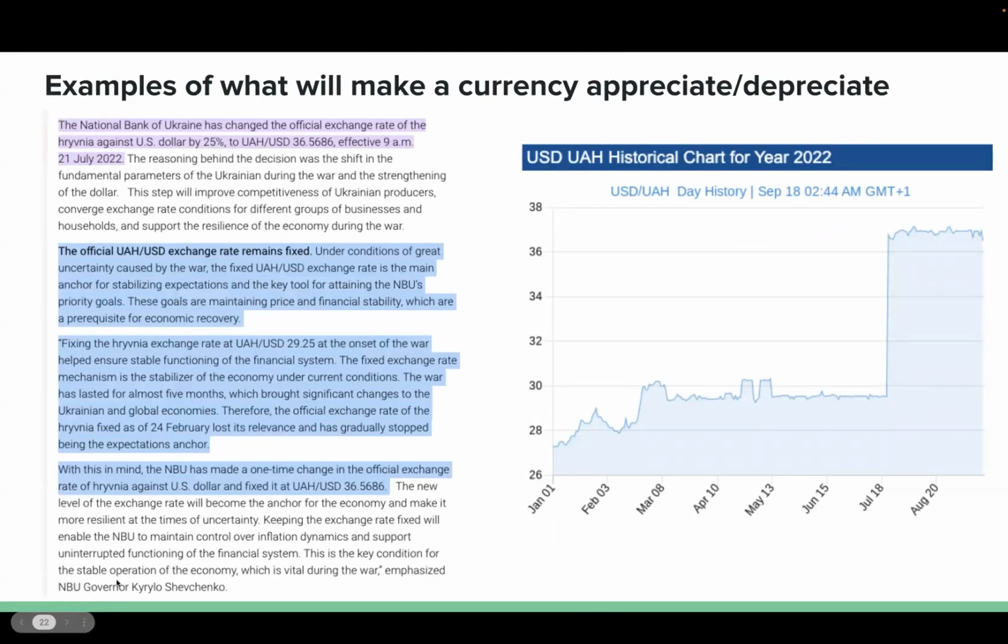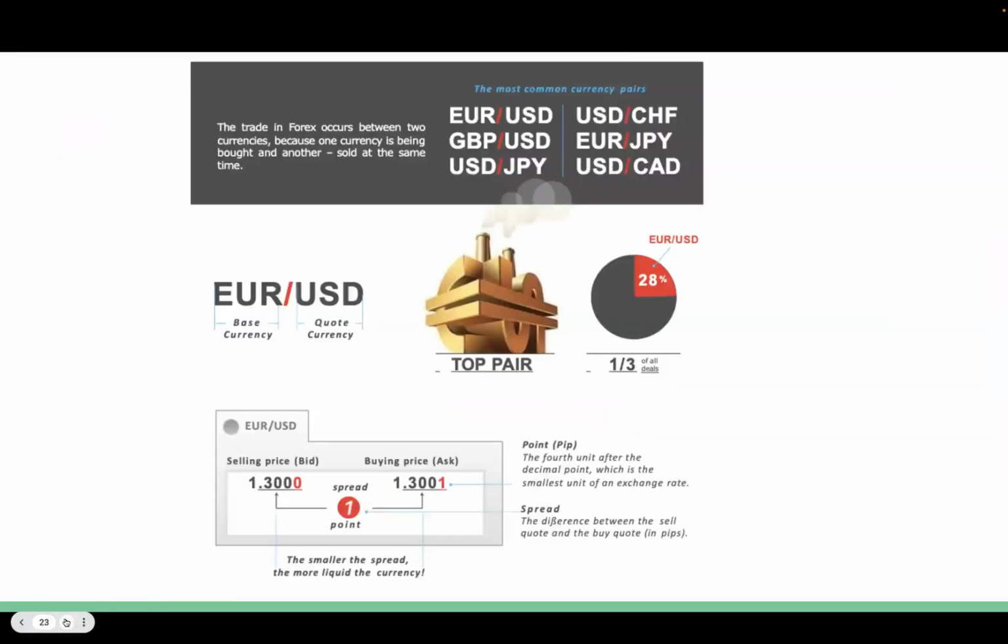Lots of examples here. This is an interesting chart that shows the US dollar and the Ukrainian hryvnia, and you can see quite a movement here. This is when the National Bank of Ukraine actually set the official exchange rate, where they artificially set it. So it's kind of interesting.